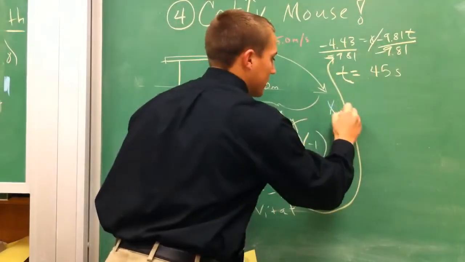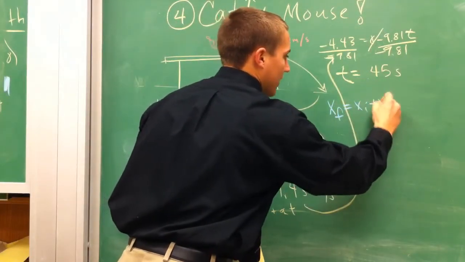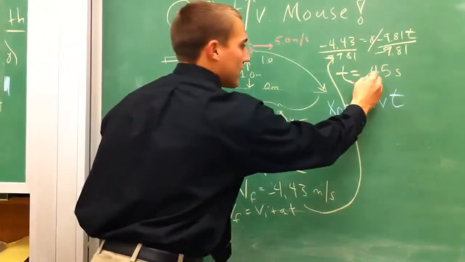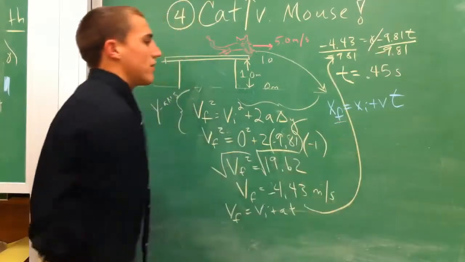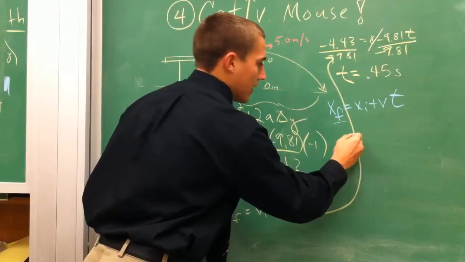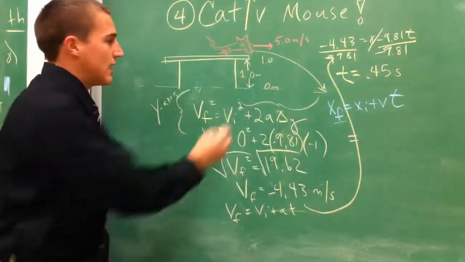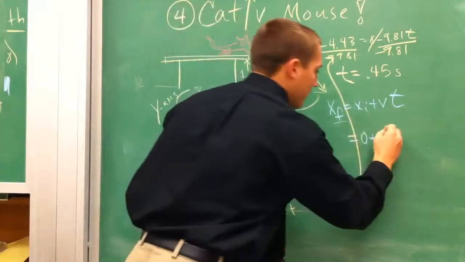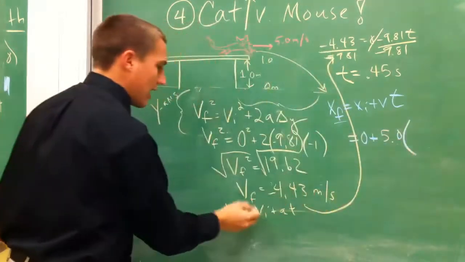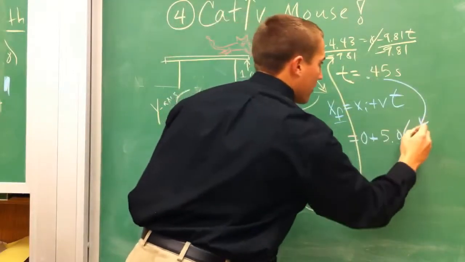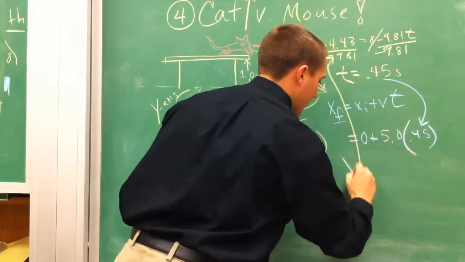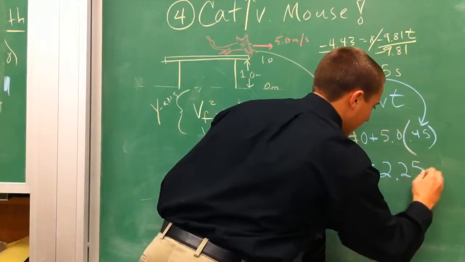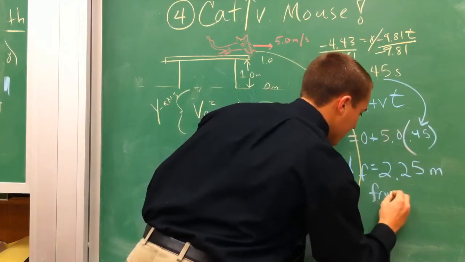So we can use this equation: xf equals xi plus vt. And we want to know how far the cat goes in that 0.45 seconds. So the xf is what we're solving for. We're going to say he starts from 0, the edge of the table is where we're starting our coordinate plane. So it'll be 0 plus 5.0 times the time we just solved for, 0.45. And xf, the answer to the problem, will be 2.25 meters. And this is from the table.